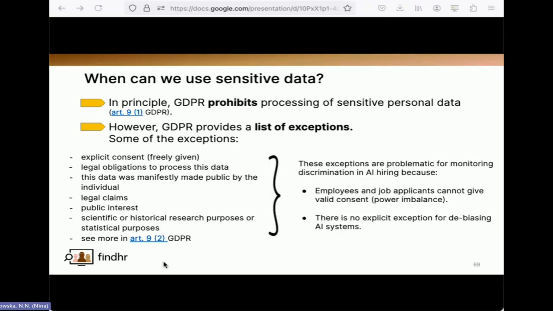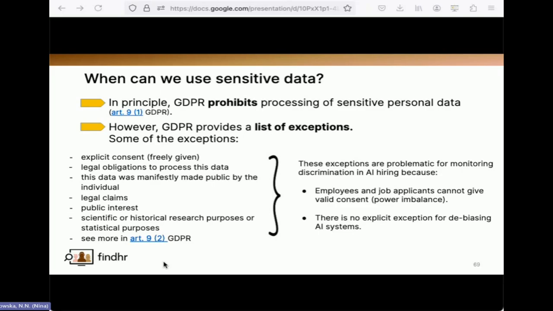Because first of all, there is a power imbalance between the job candidate and a potential employer, and in practice, the consent of a job applicant will never be freely given because of this power imbalance. Applicants, if they want to have a job, will tend to agree to more things because they are in a more vulnerable situation. They are more pushed because they really want to get this job, so they will probably agree. That's why it cannot be counted as freely given consent.